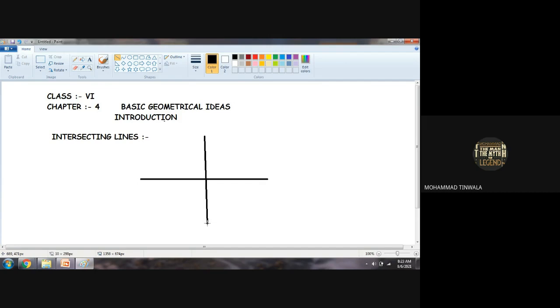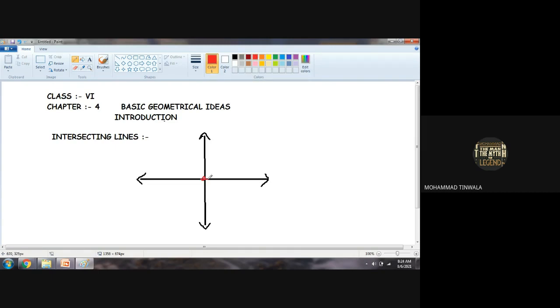So can I say that both lines must be having end points or end arrows? The word itself shows the intersecting line. Line segment nahi, line kevay che, so both the intersecting lines will be having end arrows. Both the sides it will be arrow.